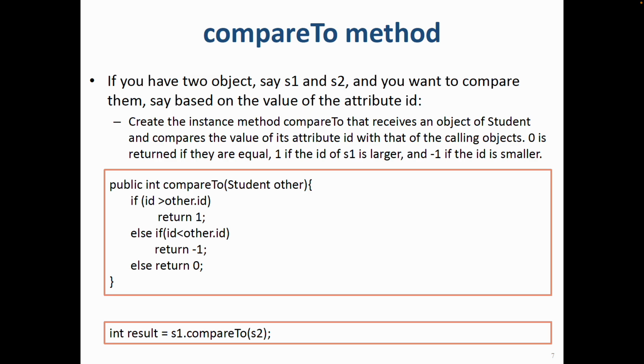Maybe it can be based on ID, based on name, based on GPA, based on college, whatever criteria we need. But the main idea is that we need to define some CompareTo functions that will allow us to compare it with other students, with other objects. All right.